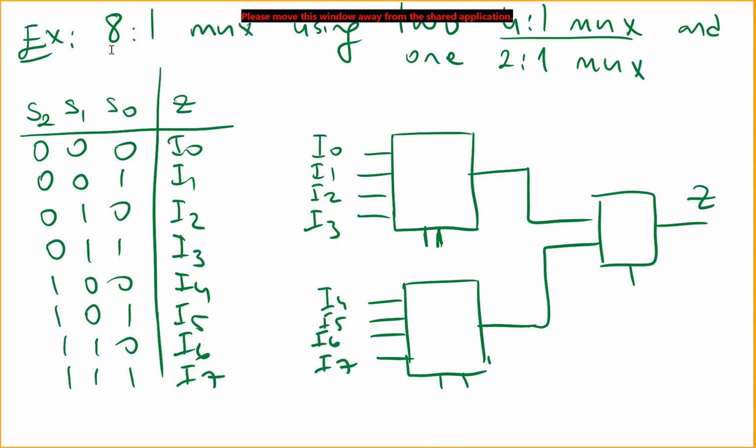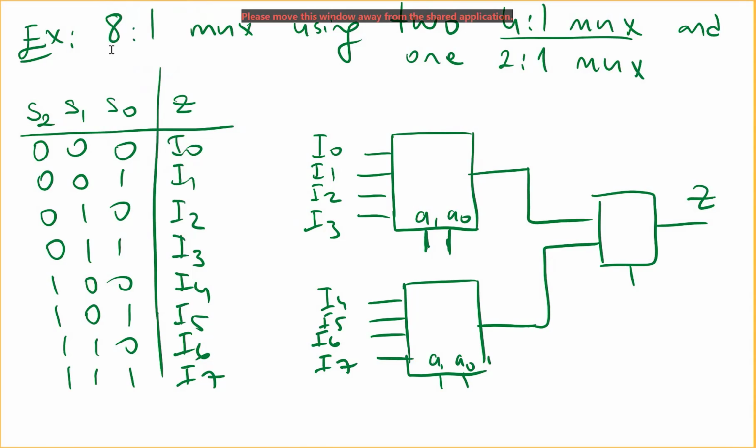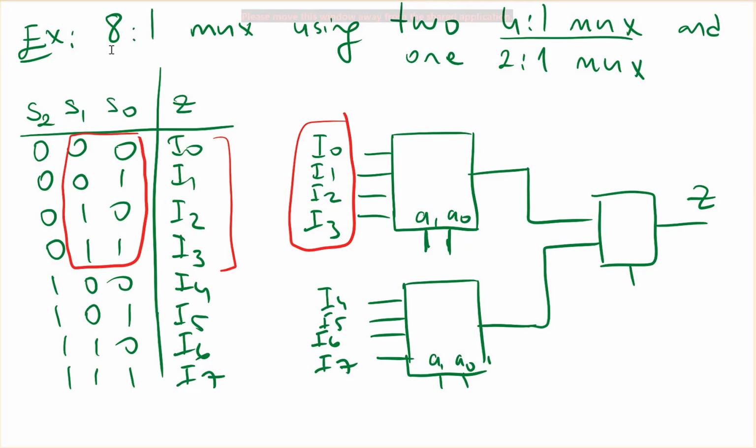For these select lines, let's say this is my select lines. Let me give them another name, select lines A1 and A0. Let's say this is also A1 and A0. So for these select lines, for A1 and A0, I need to connect some select lines such that it is selecting between I0, I1, I2 and I3. If I look at the table, which select lines are changing between here, right? If I look at this part, if I use S1 and S0, they are selecting I0, I1, I2 or I3. So I will be connecting S1 and S0 here.